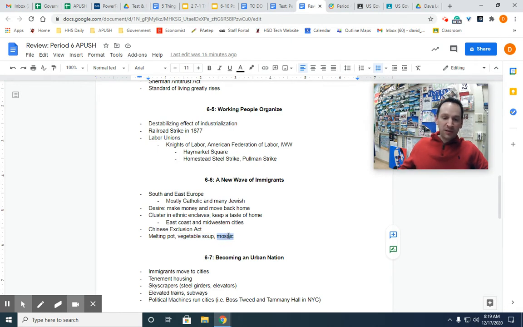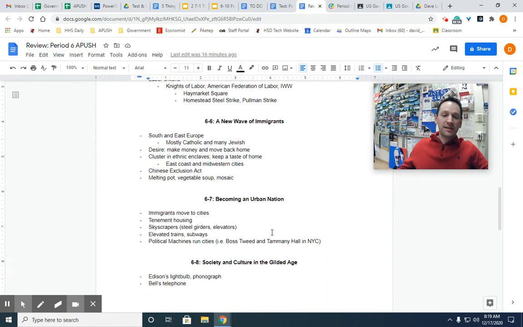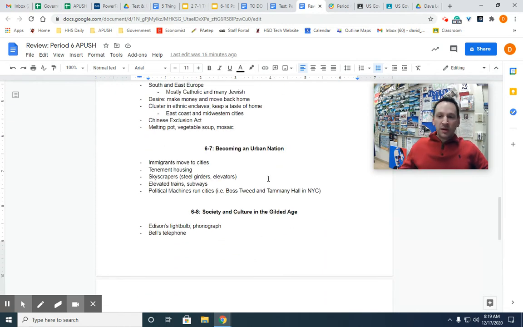My college professor, if you remember, talked about a mosaic where each country's culture and custom adds to the big picture of things, and they remain unique, but part of the bigger picture of America. So however you want to remember it is fine. Just understand that immigration is going to completely redefine the face and culture of the United States. Most of these immigrants are moving to East Coast and Midwestern American cities.